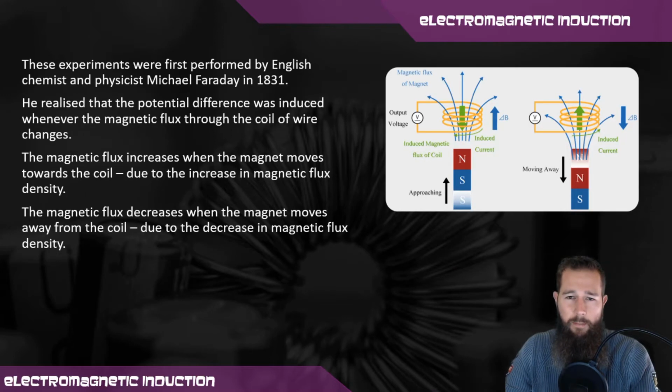You can see on the diagrams on this slide that when the magnet is moving towards the coil in this situation, the magnetic flux increases as the field lines here are a lot closer than they are further away from the magnet. When the magnet moves away from the coil, like in the other example, the magnetic flux decreases.